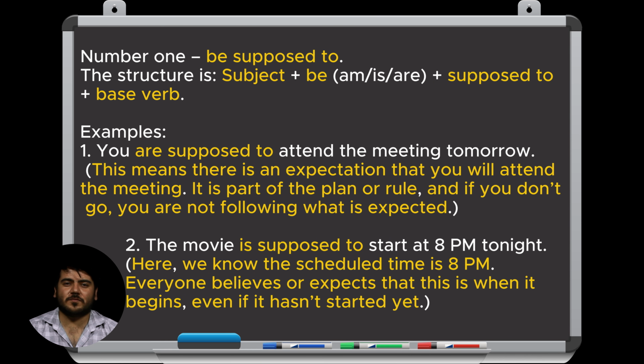Examples, you're supposed to attend the meeting tomorrow. This means there is an expectation that you will attend the meeting. It is part of the plan or rule. And if you don't go, you're not following what is expected.